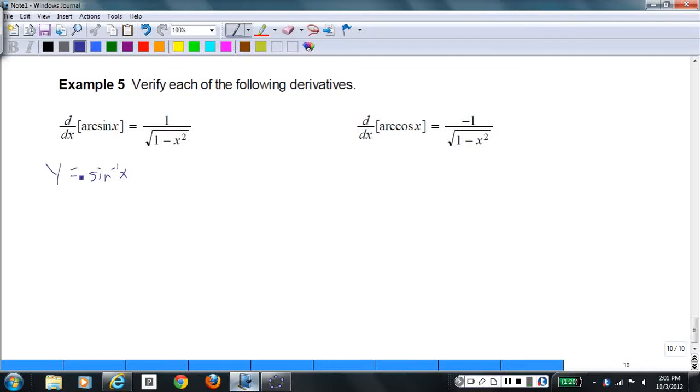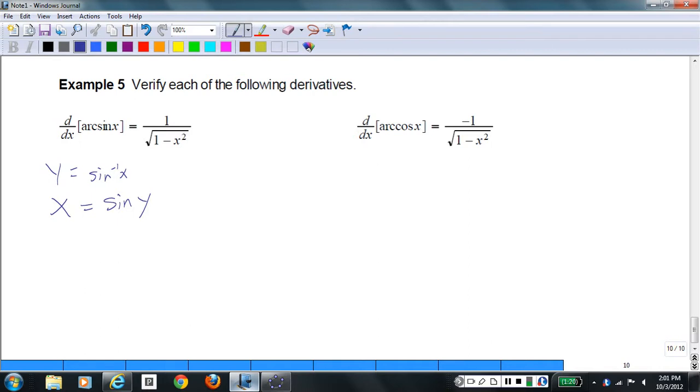y equals the inverse sine of x. I want to find dy/dx. Let's see what this is equivalent to. I believe this is equivalent to saying x equals the sine of y. Yep, x equals the sine of y.